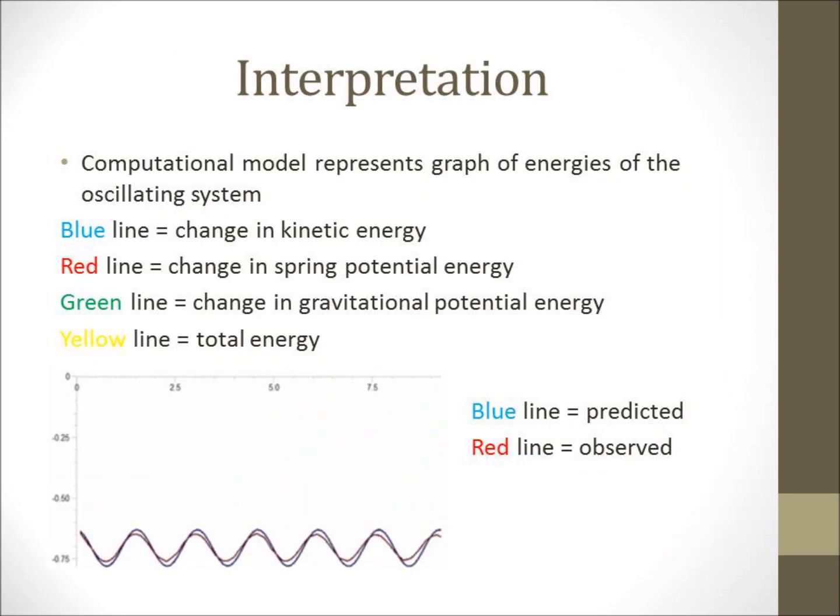When comparing the predicted versus the observed model, the blue line represents the predicted and the red line represents the observed, or from Tracker. Discrepancies in the data could be due to any error when specifying the center of mass on Tracker and any other small forces that could have been acting on the system.